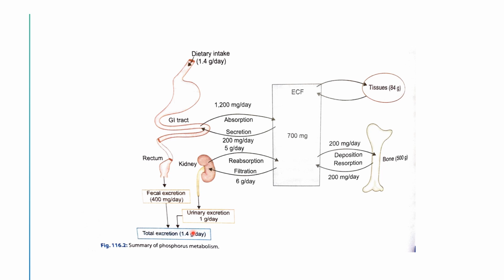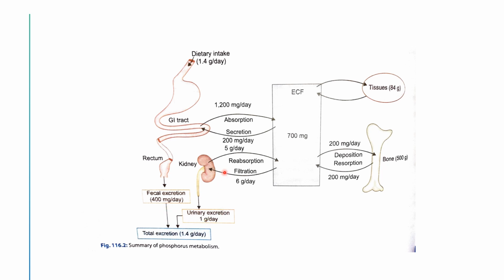Phosphate deficiency results in muscle weakness, cardiac and respiratory dysfunction, abnormal bone formation, and loss of red cell membrane integrity. Okay, so here are the values to remember: dietary intake is 1.4 grams per day, and exactly the same is excreted out of the body via feces and urine. So urinary excretion is a major part.